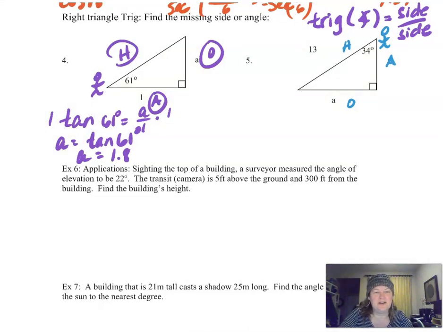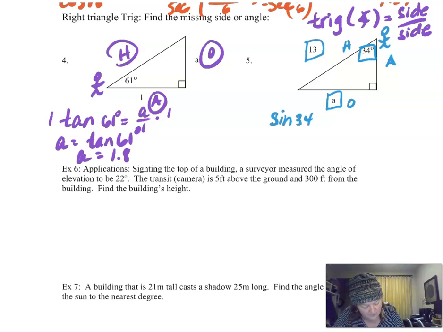All right, so we're on number 5. So I want to look at, they gave me this side was 13. They gave me this side is A, so they must want me to find A. And I have 34 degrees. So from where I'm standing, I want to use the trig function that uses O and H. That's going to be sine. I'm going to write the equation. So I'm going to do sine of 34 degrees is A over 13.